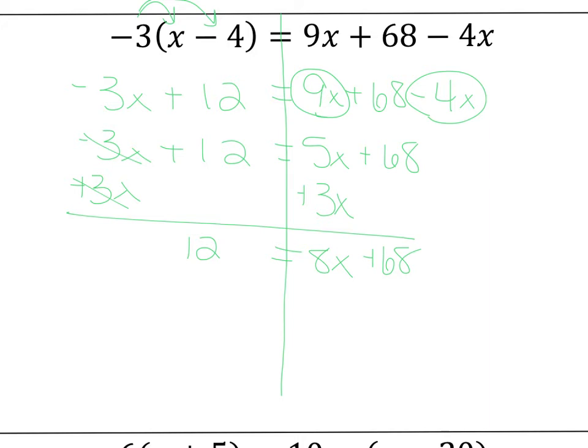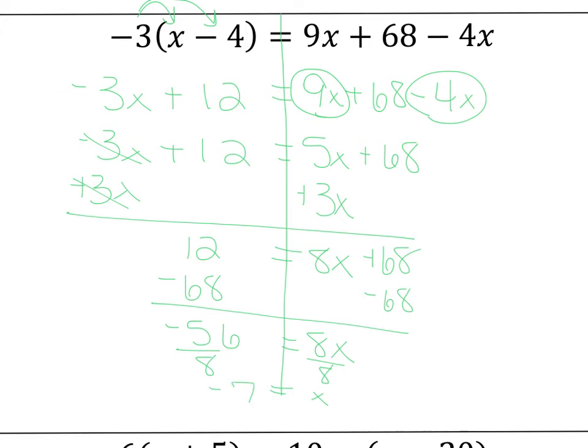Okay, now it's a two-step equation. I'm going to subtract 68 from both sides. And I get 8x equals 12 minus 68 is negative 56, right? Use your calculator to check me. Now I'm going to divide both sides by 8, and x equals negative 7.